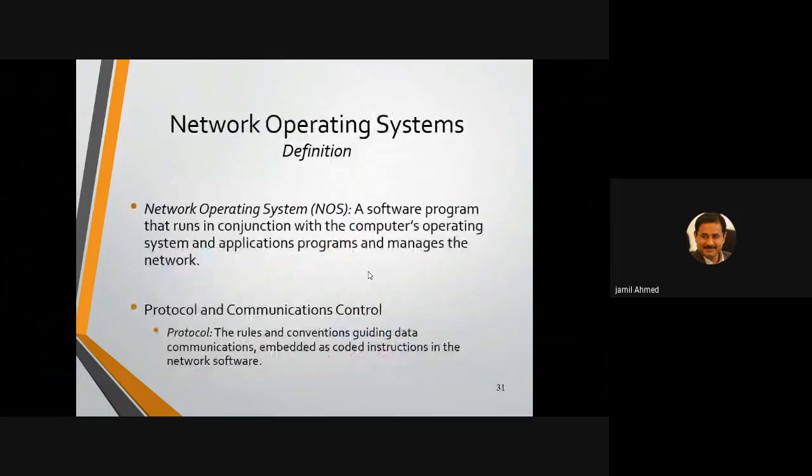So the network operating system basically provides these facilities. That's why there is some basic knowledge that is to be delivered in this lecture. It is a software program that runs in conjunction with the computer's operating system and application programs to manage the network. Now, actually, this is the sole responsibility of the operating system, to understand the computer's resources and how these are to be shared among the users. So it manages not only the network, but it manages according to the policies that are assigned to the network operating system.